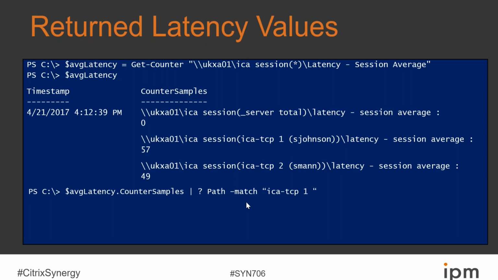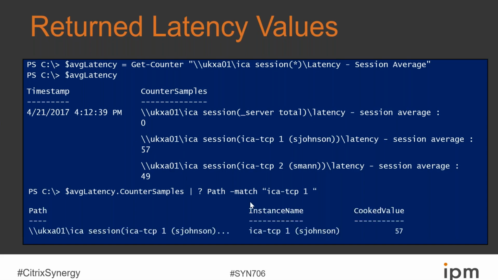Now, I would expect that after I issue this commandlet, I would get the value of 57, because that's what appears to be her session average latency value. However, that is not the case because, again, this also returns an object, and the object in this case is composed of 3 fields. It's the path itself, the instance name, and something called a cooked value. I know it's a funny name, but that's the value that perfmon counters are returned in, and that's actually the value that we are interested in.